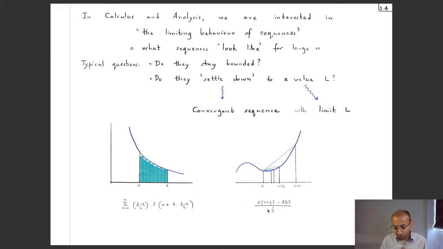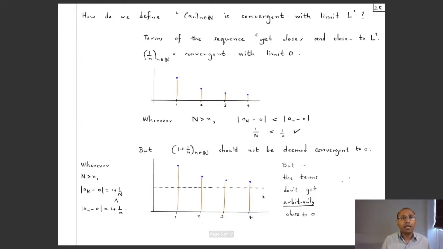So what we want to do in this chapter is first of all understand what it means to say that a sequence is convergent with a certain limit, and then deduce ways of finding out if a sequence is convergent or not without having to go through the definition, because that will show a much richer structure to this notion. So the first task is, how do we define what is meant by a sequence being convergent with a certain limit?